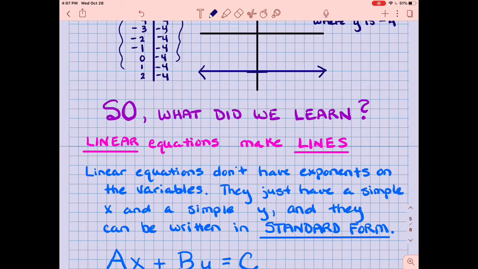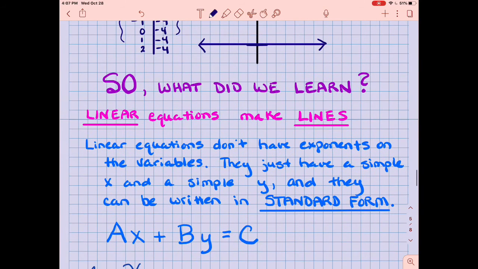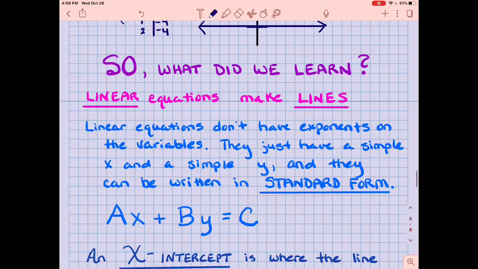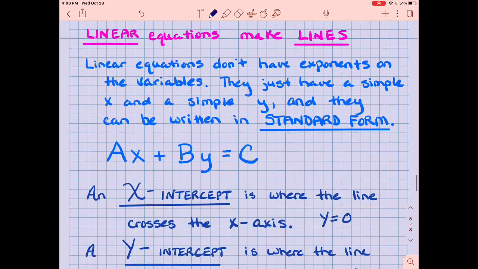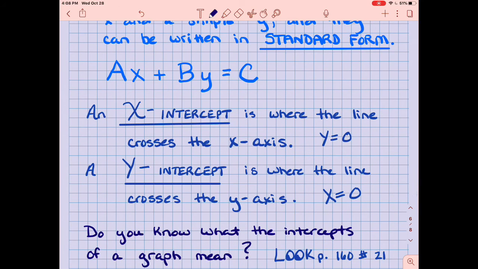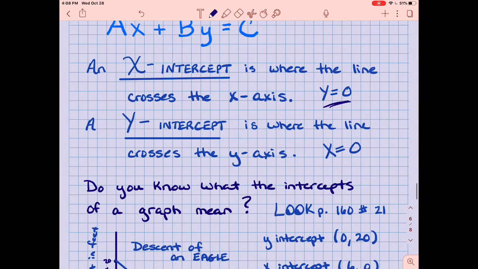Linear equations make lines. Linear equations don't have exponents on the variables. They just have a simple x and a simple y, and they can be written in standard form. Standard form is ax plus by equals c. An x-intercept is where the line crosses the x-axis. At that point, y is always going to be 0. And a y-intercept is where the line crosses the y-axis. And at that point, x is always going to be 0.